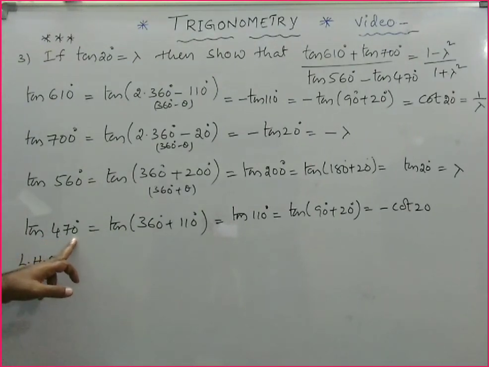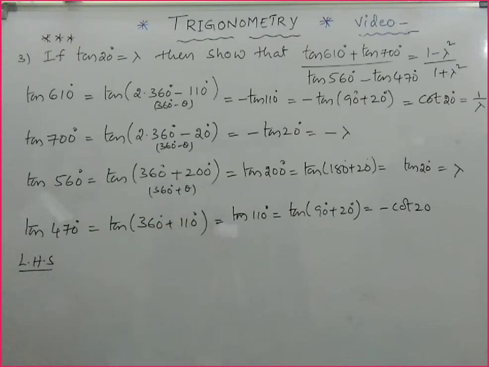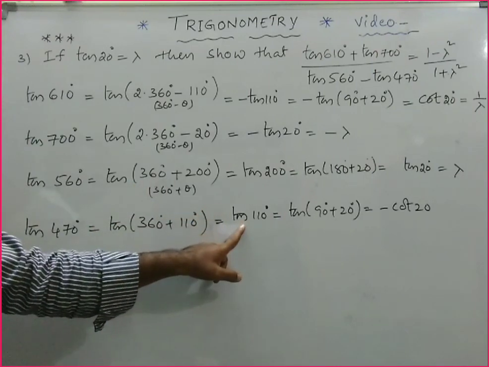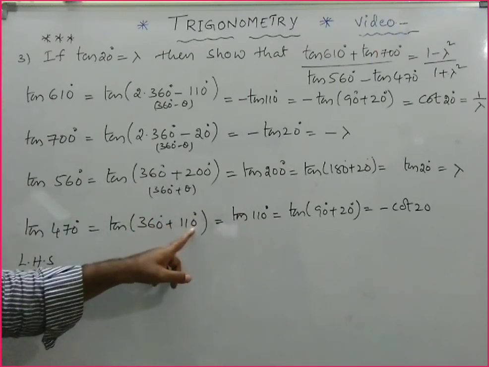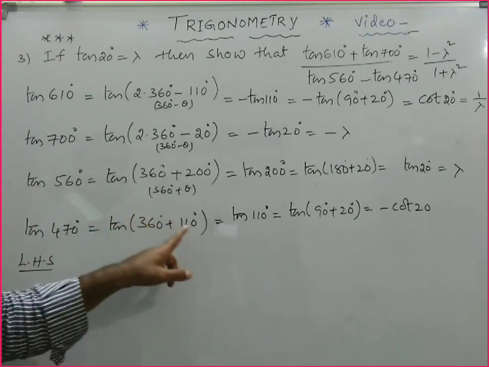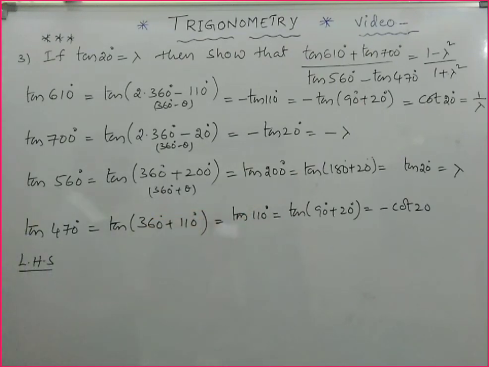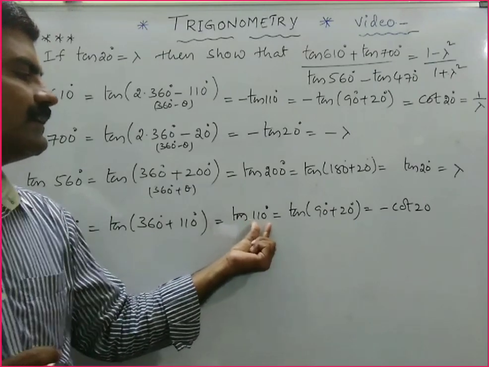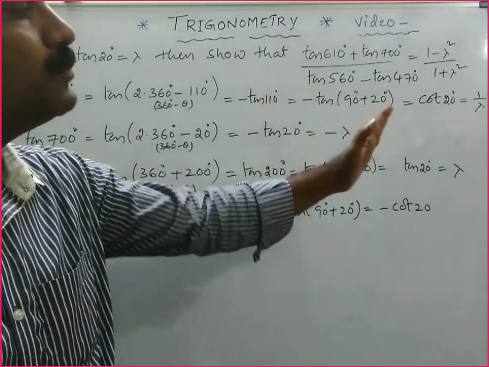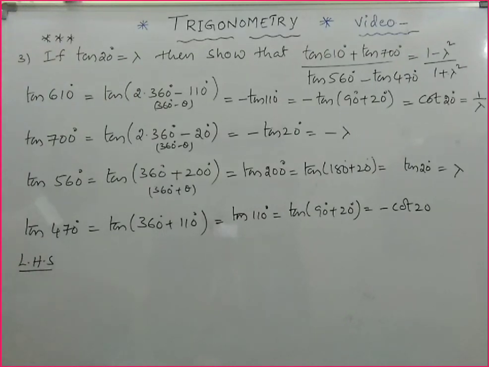Coming to 470, it can be expressed as 360 plus 110. Once again, because of 360 there is no change in the ratio, that is tan itself, and 360 plus theta is the first quadrant, no? So in the first quadrant all are positive, and it is tan of 110 in the place of theta. Now coming to 110, once again we can write it as 90 plus 20. Finally you see, my dear, all outputs are in terms of 20, because we know tan 20 as lambda. That is the only logic here.